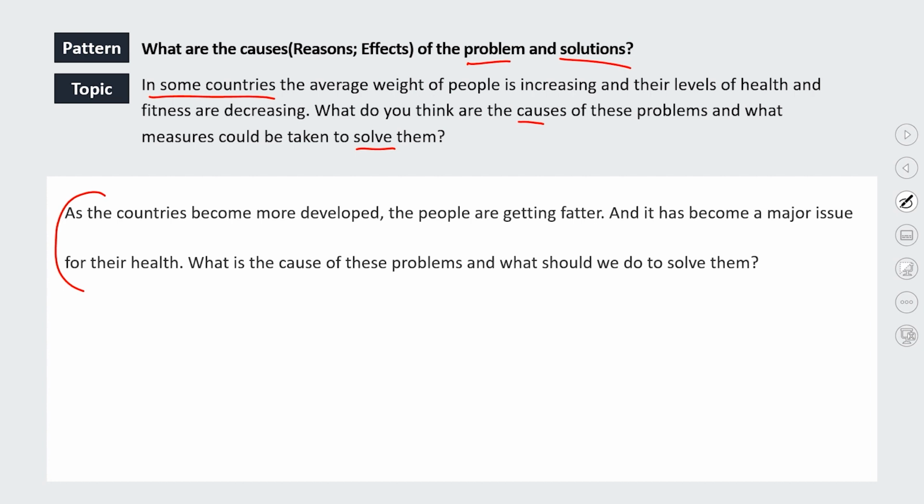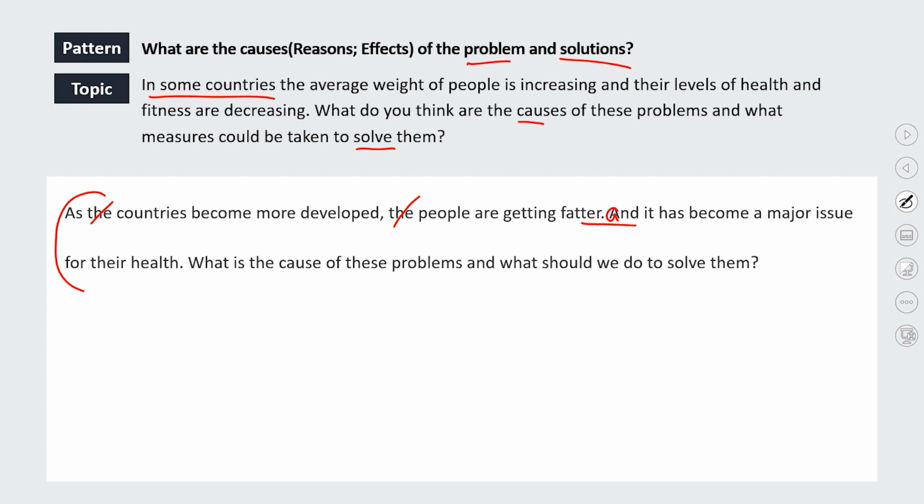So, as the countries become more developed, which countries? You're talking in general. As countries become more developed, the people are getting fatter. Which people? You've not told me. People are getting fatter and it has become a major issue for their health. My other issue here is that this shouldn't have a full stop. It's an "and", so it should be linked together. Why would you write two short sentences or a sentence fragment when you can have a longer sentence and try and go for the more complex grammar? So: as countries become more developed, people are getting fatter and it has become a major issue for their health.